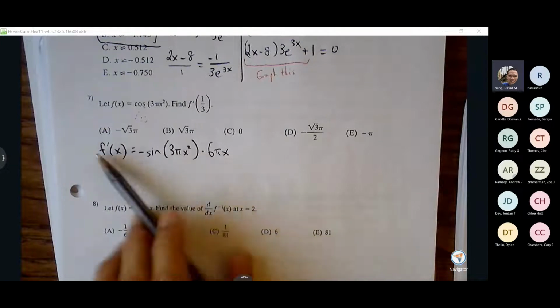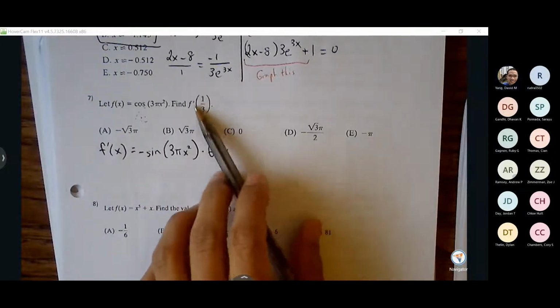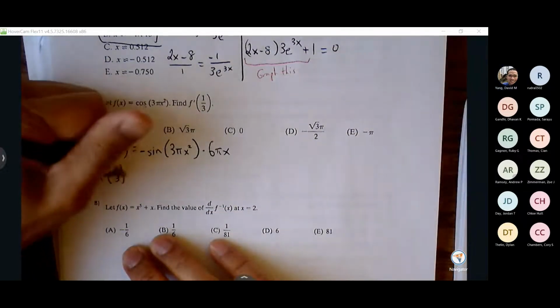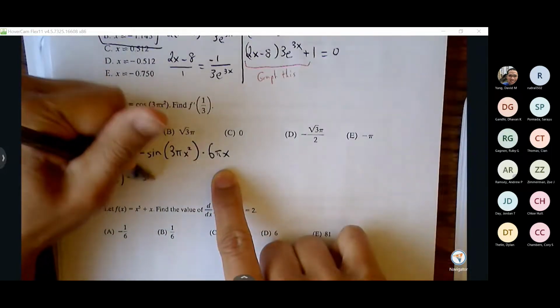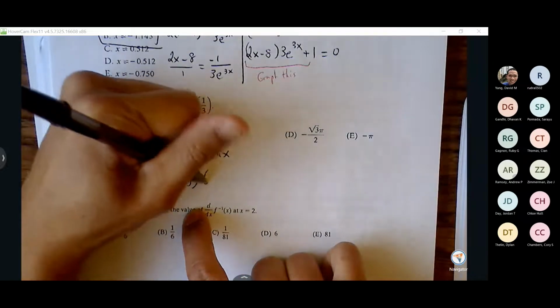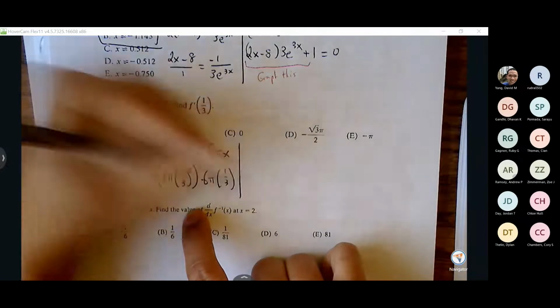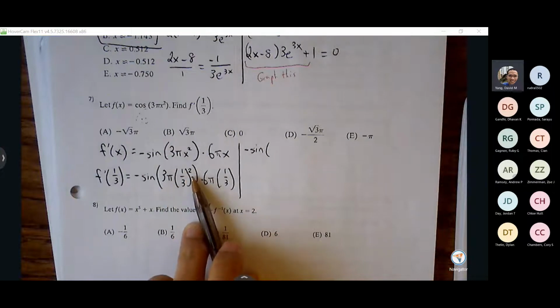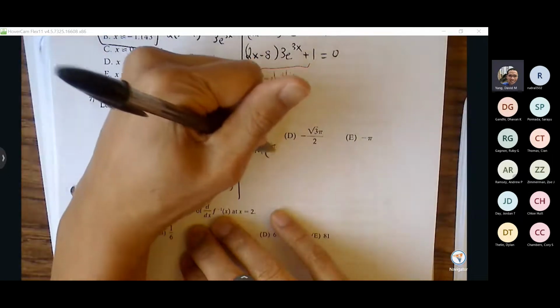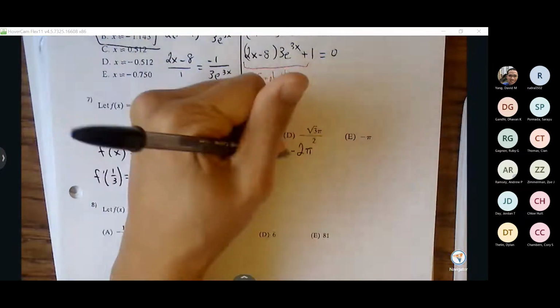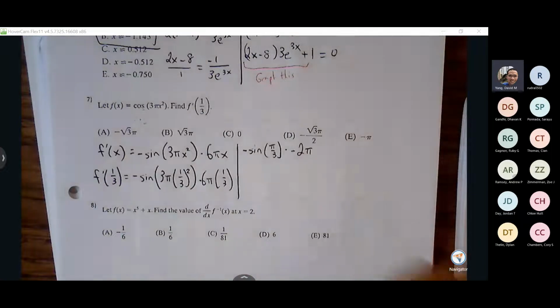Once I have my derivative, go through substitution, replace every x with 1/3, and see if we can find the slope. Okay, so 1/3 squared is 1/9. 3/9 is 1/3. So 1/3 pi, or pi over 3. Positive, not negative.